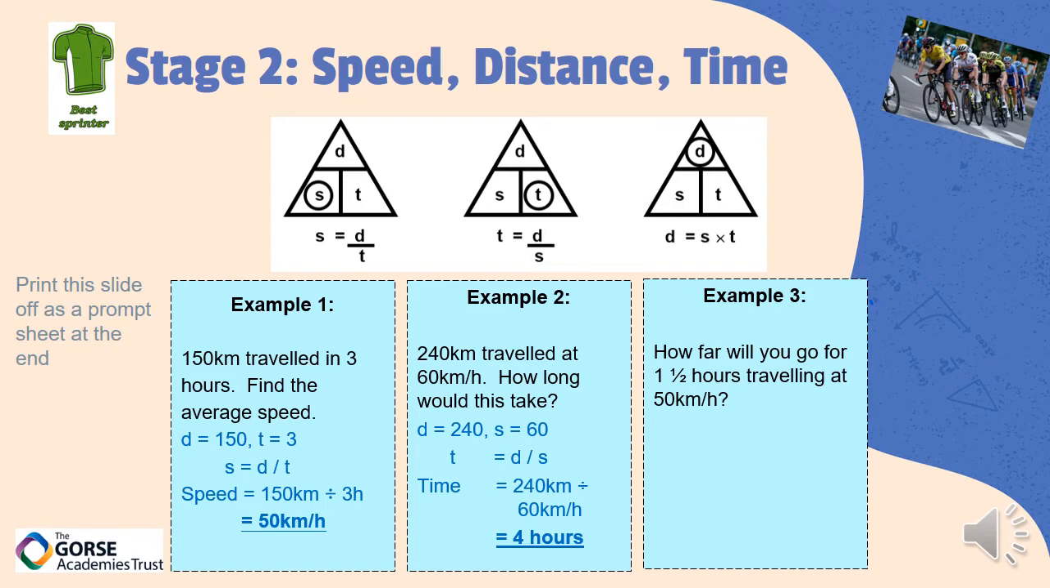And the third example. How far will you go for 1.5 hours traveling at 50 kilometers per hour? Well, the speed here is 50. The time is 1.5. Distance is speed times time. So we will do 50 times 1.5, which equals 75 kilometers. And notice there, it said in the question 1.5 hours. And I've converted that to a decimal to make it 1.5 because 0.5 is half.